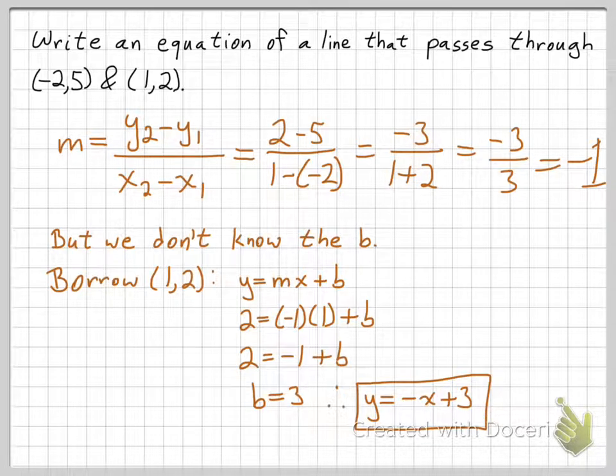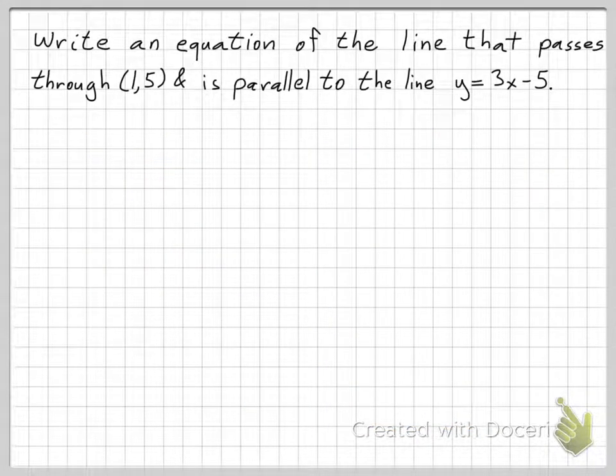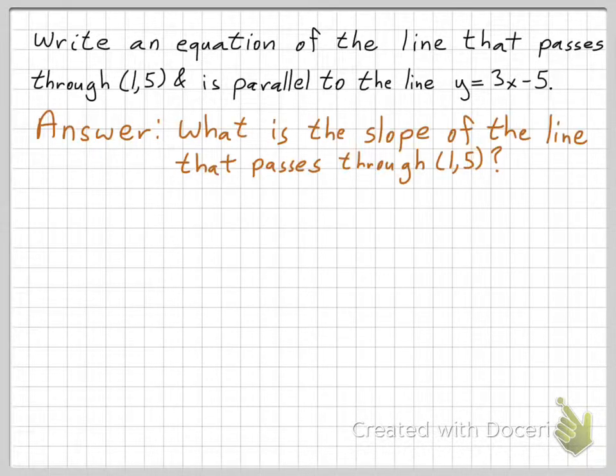Okay? And then the next problem is write an equation of the line that passes through 1, 5 and is parallel to the line y equals 3x minus 5. So working this out, what is the slope of the line that passes through 1, 5?